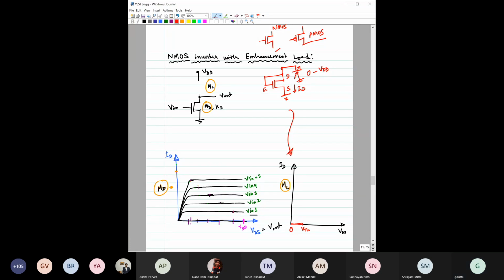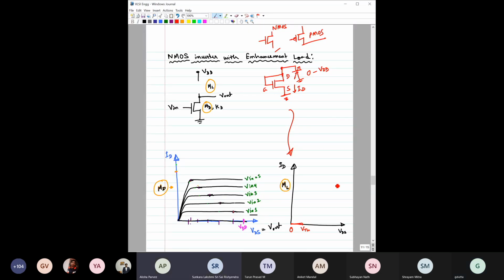Power of 2. Why? Because in a MOSFET there are two equations, right? So how do you know that only the square one will appear here, and not the other equation?